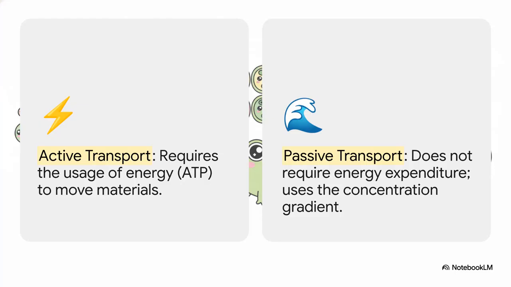So how does this border patrol actually work? Well, there are really two main ways. You've got passive transport, which is the easy route. Molecules just flow downhill from a high concentration to a low one. No energy required. But then you've got active transport, and that's the hard way. It actually requires energy in the form of a molecule called ATP to pump things against the flow, from a low concentration to a high one.